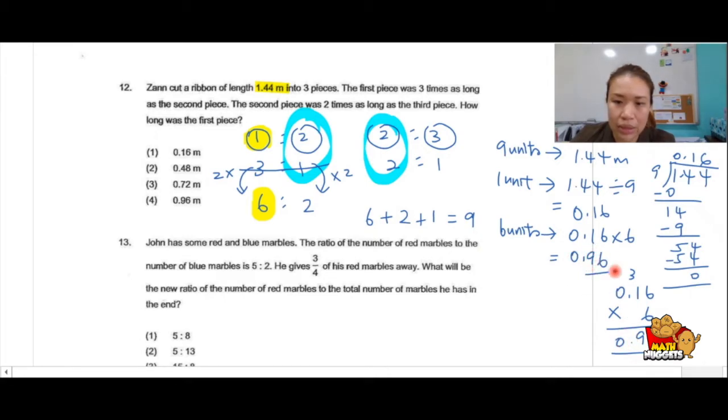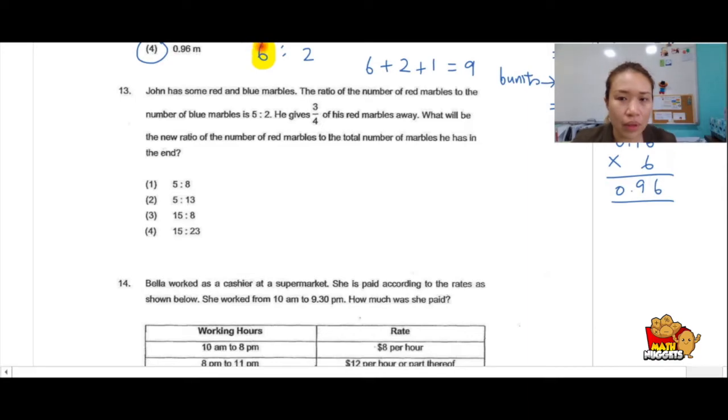0.96. So the answer is option 4. Question 13. The ratio of the number of red to the blue marbles is 5:2. So let's write it out. Red is to blue is 5:2. He gives 3/4 of his red marbles away.